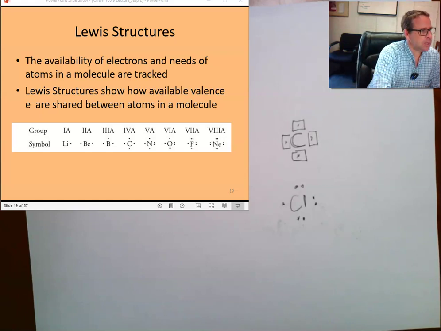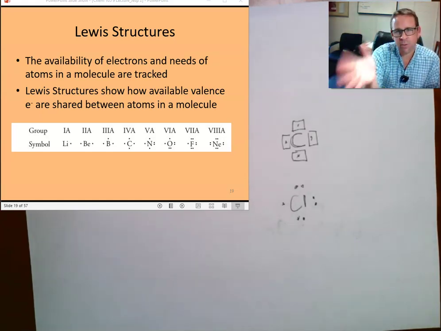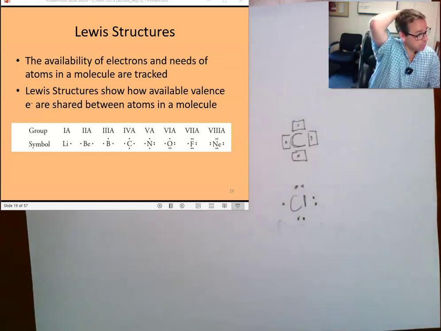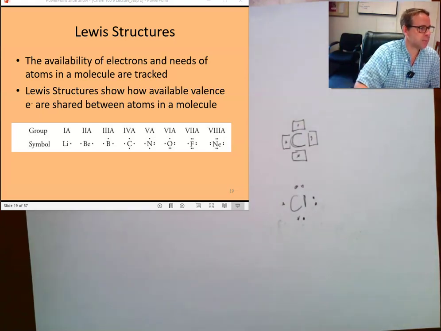Potassium electron configuration. Sorry, did I say electron configuration? I meant the Lewis structure for potassium. Lewis structure for potassium, sorry. Potassium. Okay. Very good.